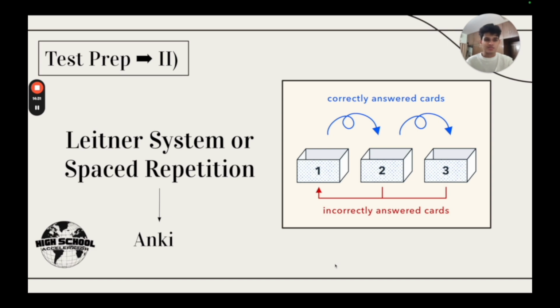So yeah, Anki is a great system. If you don't use rote memorization, it's way better. Personally, I use it just to spam past paper questions.